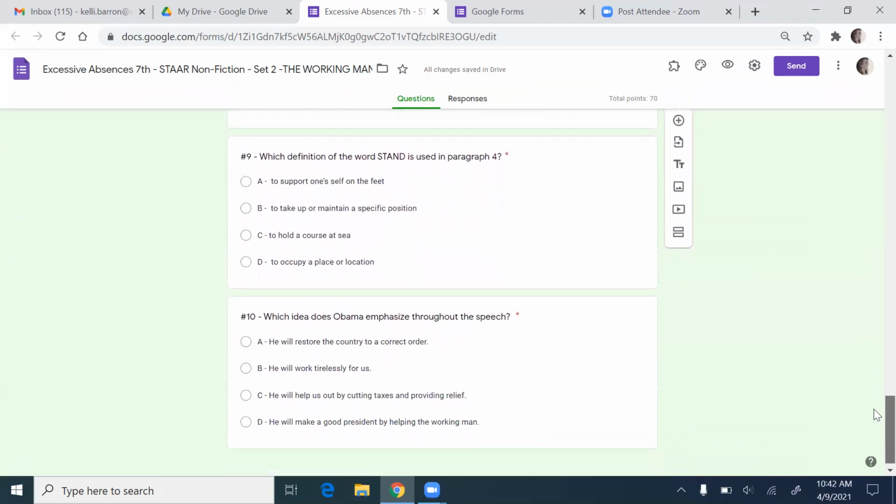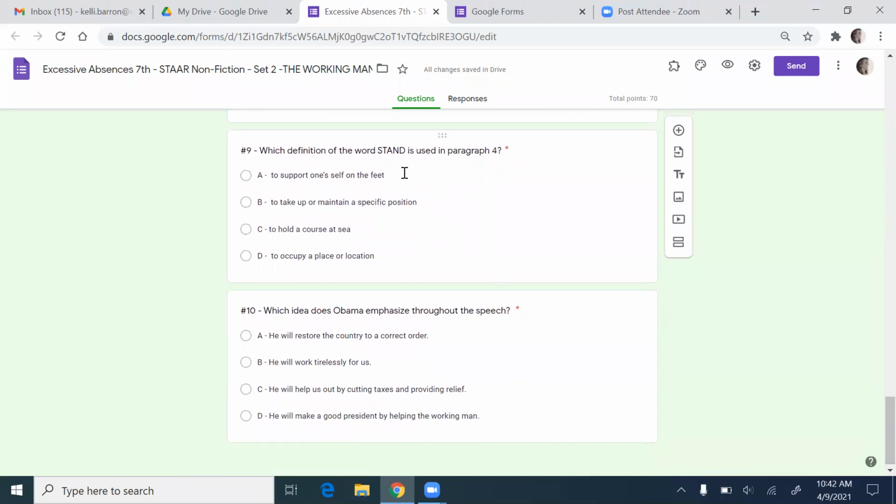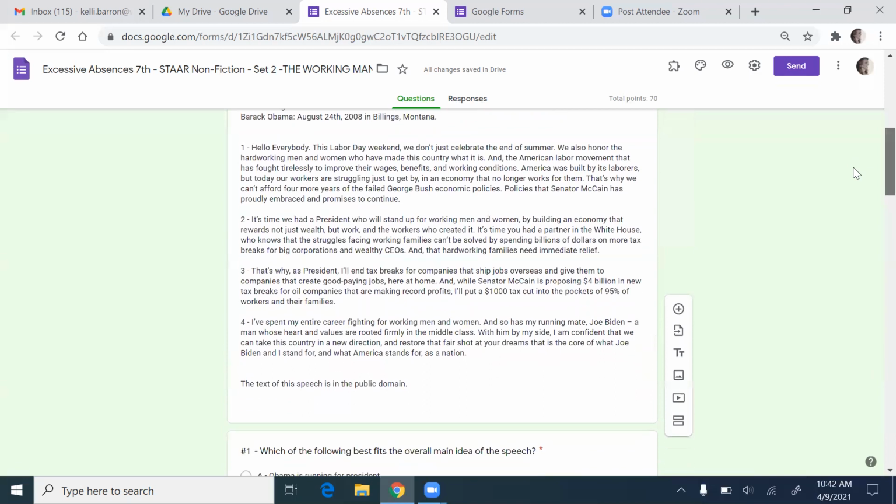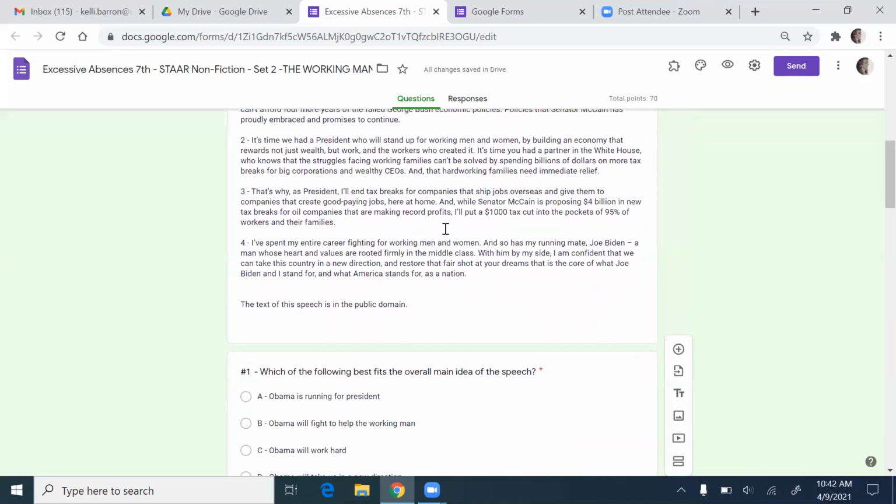Number nine. Here's the problem with this one. Stand has more than one definition, so they can't just look it up. So they've got to find that context clue. So in paragraph four, what does stand mean? It's a multi-definition word. I've spent my entire career fighting for working men and women, and so is my running mate Joe Biden, a man whose heart and values are rooted firmly in the middle class. With him by my side, I am confident we can take this country in a new direction and restore that fair shot at your dreams. That is the core of what Joe Biden and I stand for and what America stands for.